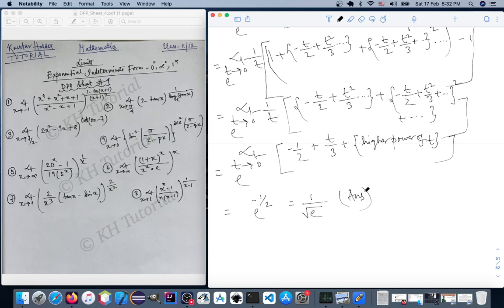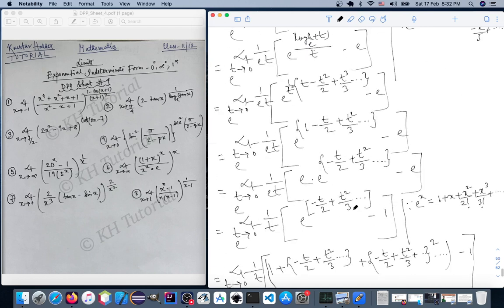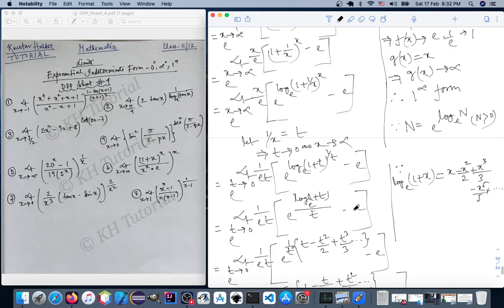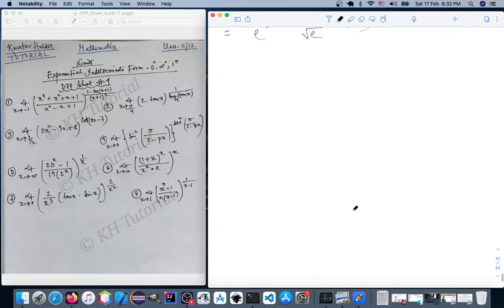Okay, so let's see the next problem. This was 6. Now 7: limit x tending to 0 of (2 by x cube times (tan x minus sin x)) all to the power 2 by x square.